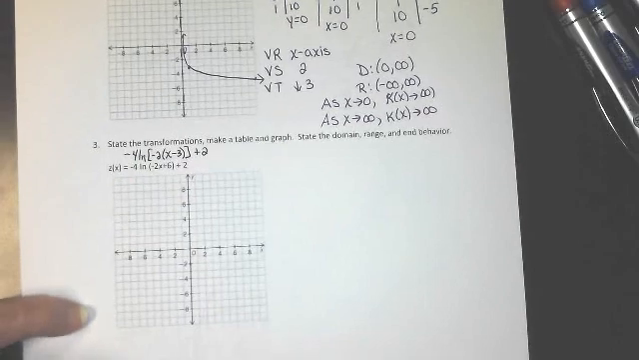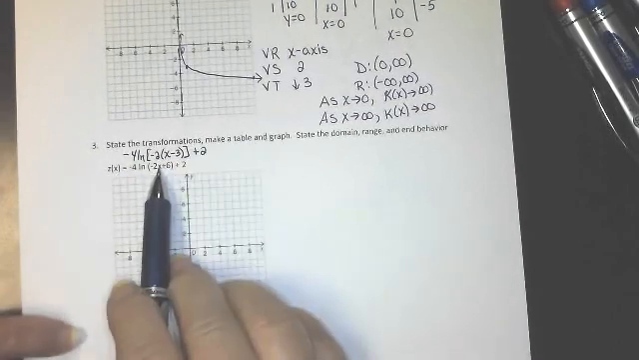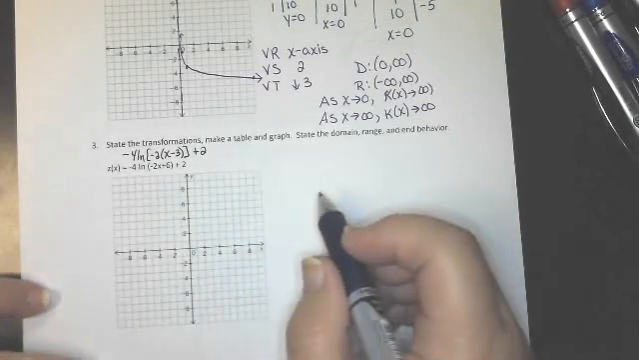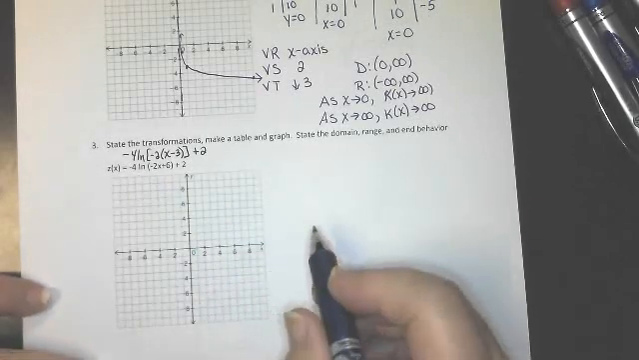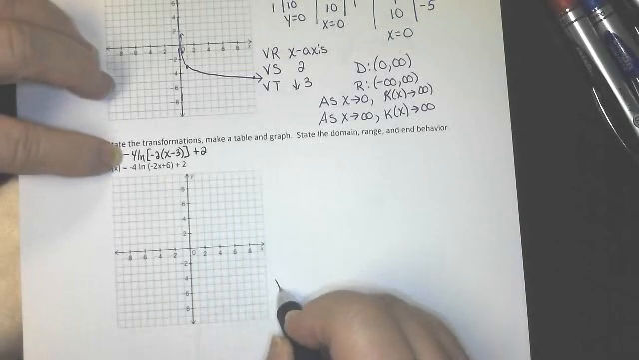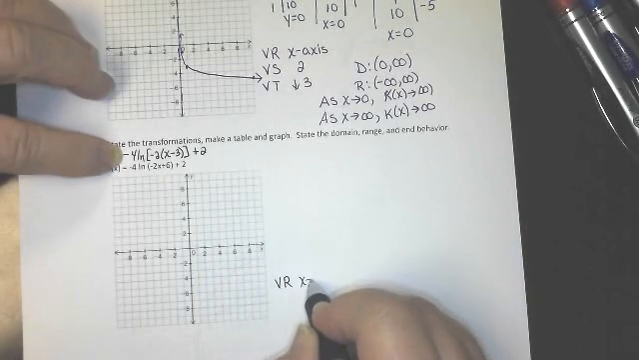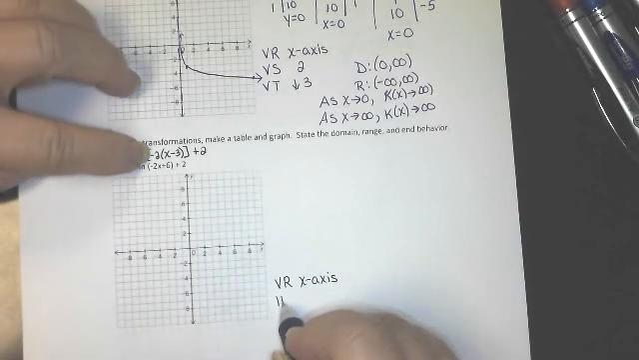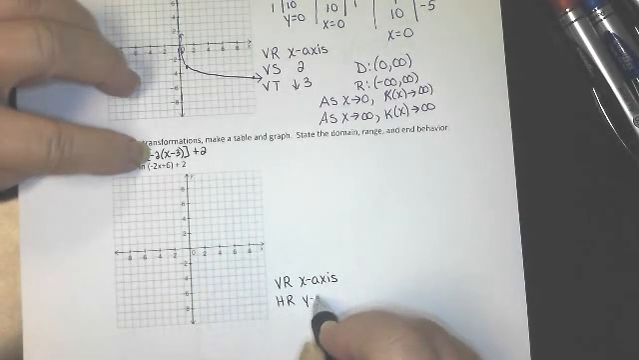And now we can talk about our transformations. Don't forget to isolate that x. In fact, if there's a number in front of x, factor that out every time. So we'll start with any reflections. I see a vertical reflection over the x-axis. And is there a horizontal reflection? Yes, there is, over the y-axis.